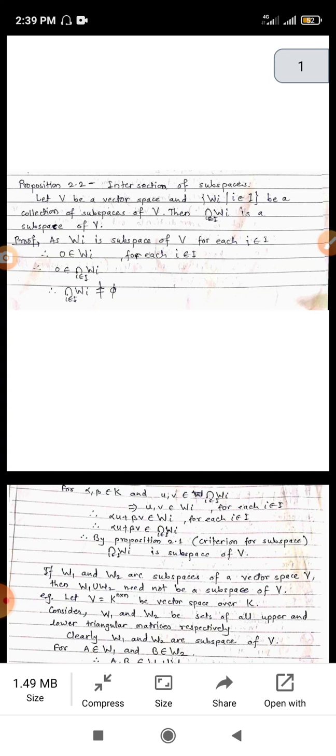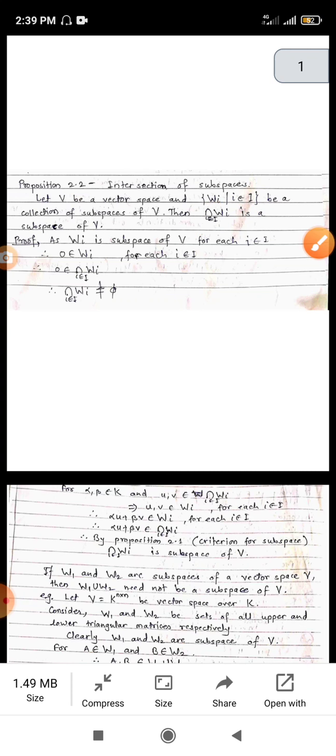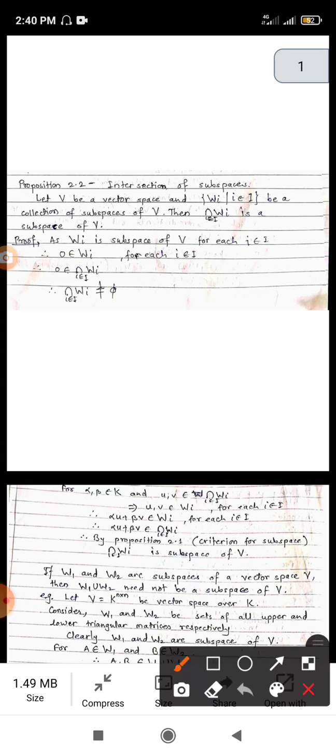Now see the detail, that is Proposition 2.2, intersection of subspaces. Let V be a vector space and let Wi, i belongs to the index set capital I, be a collection of subspaces of V. What is that capital I? It is the index set. Then the intersection of all Wi again forms a subspace. Let us prove that an arbitrary intersection of subspaces is again a subspace when the intersection is non-empty. It is important, so let us check whether at least one element belongs to the intersection.